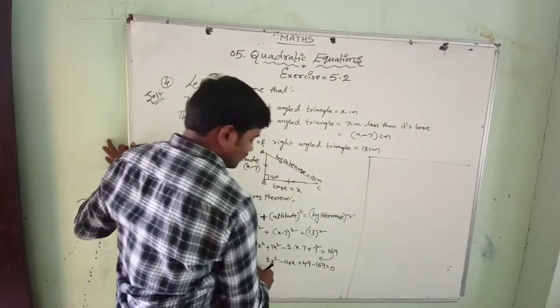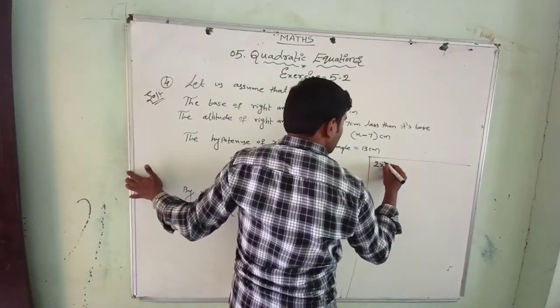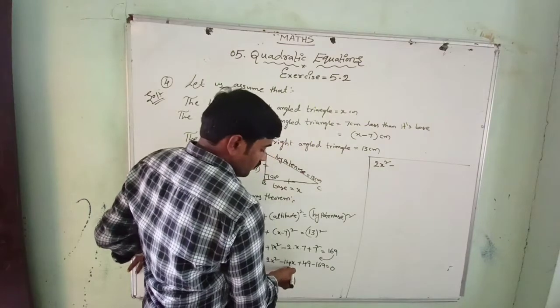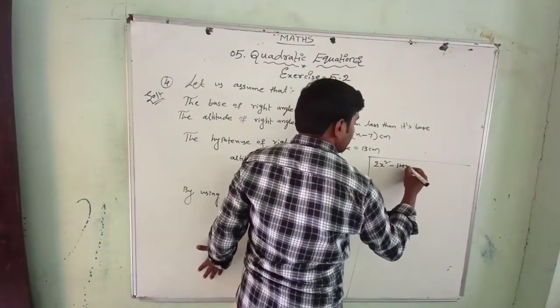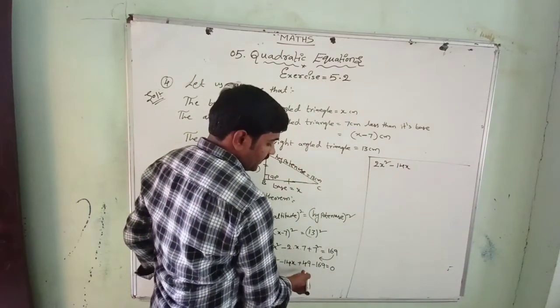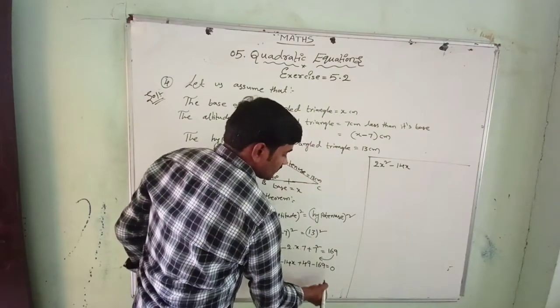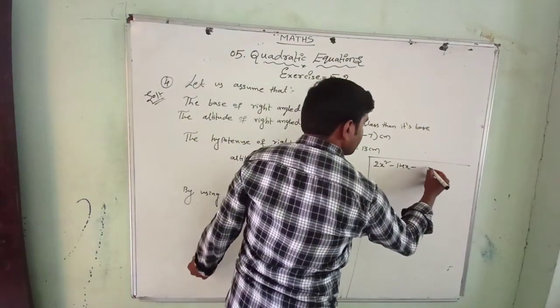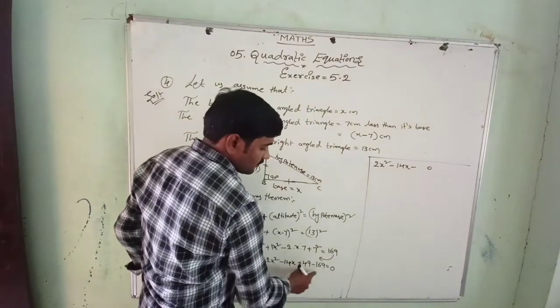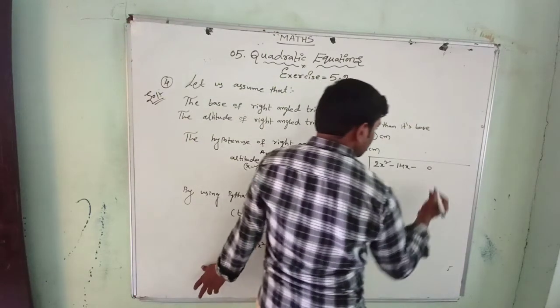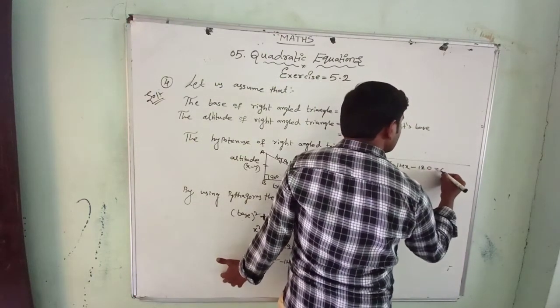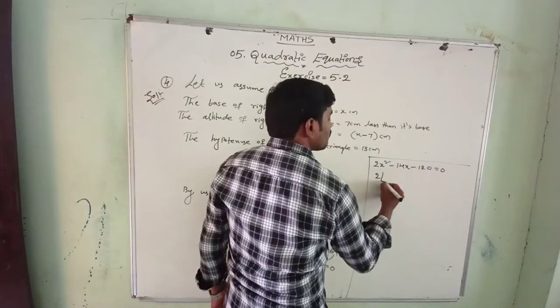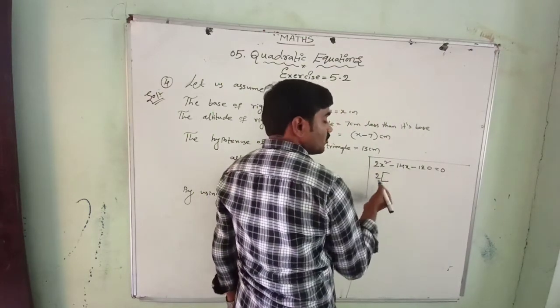Now let us see, 2x square minus 14x, 49 minus 49, 9 minus 9 is 0. 16 minus 4 is 12, minus 120 equal to 0. Now 2 you take out as a common factor in the terms.